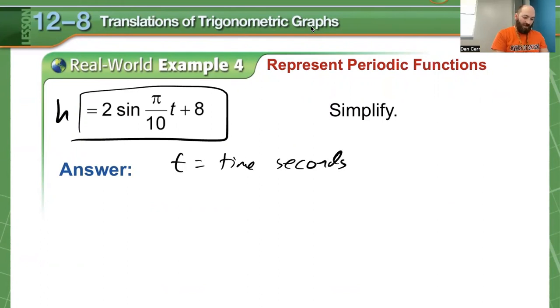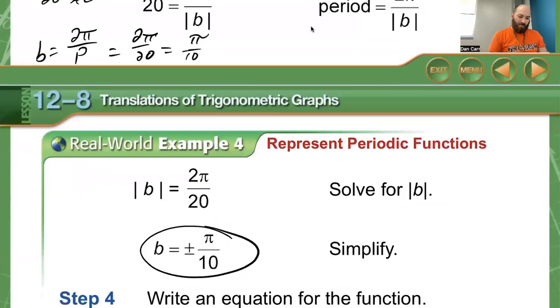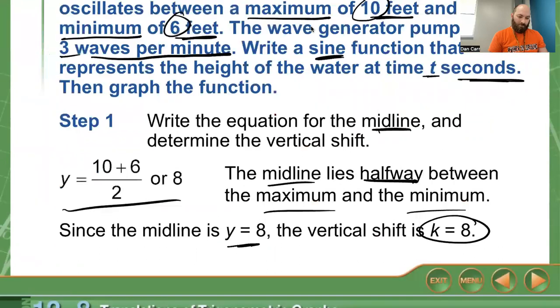And I guess I should have kept the h in there. H is the height. I believe in feet. Let me just go back real quick. Sorry about that. Yes, feet.